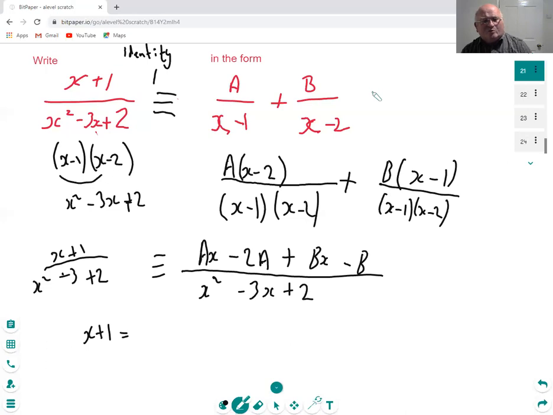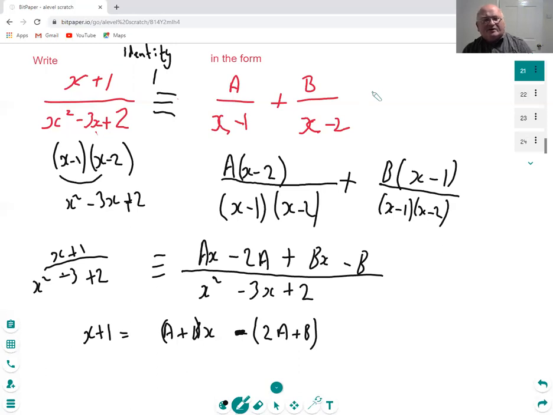has got to equal, and now let's gather together the x terms. So that's (a + b)x, and then we've got minus 2a and minus b. I'm doing a bit of factorising here. If I put the next bit in brackets, minus (2a + b), that minus is spread over the bracket, so we end up with minus 2a minus b.